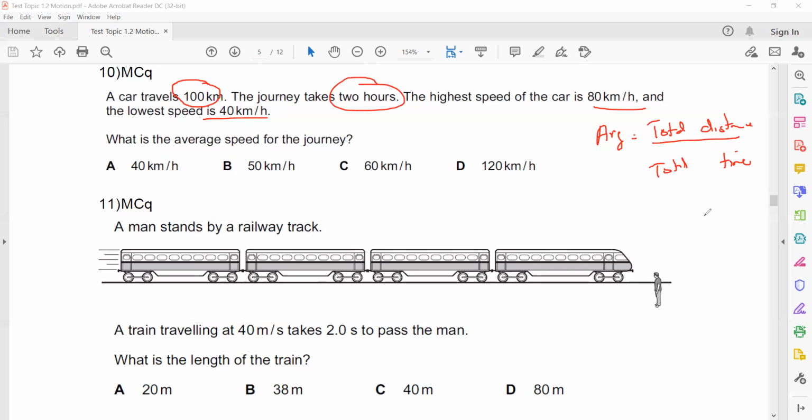The total distance is 100 kilometers, and the total time for the journey is 2 hours. So 100 divided by 2 will be 50 kilometers per hour. So B will be the right answer. We don't have to bother about the highest speed and the lowest speed, because to calculate the average speed, we only need two things. One is the total distance of the journey, and the second is the total time to complete the journey.